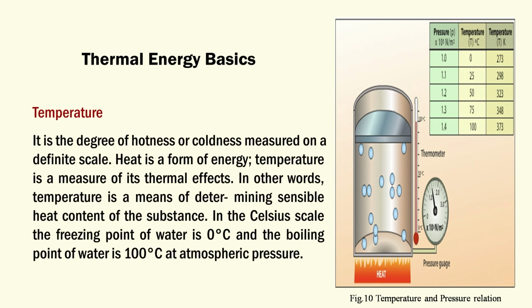Temperature is the degree of hotness or coldness measured on a definite scale. Heat is a form of energy. Temperature is a measure of its thermal effects. In other words, temperature is a means of determining sensible heat content of a substance. In the Celsius scale, the freezing point of water is 0 degrees centigrade and the boiling point of water is 100 degrees centigrade at atmospheric pressure. Now, you might have a question in your mind: what is pressure?